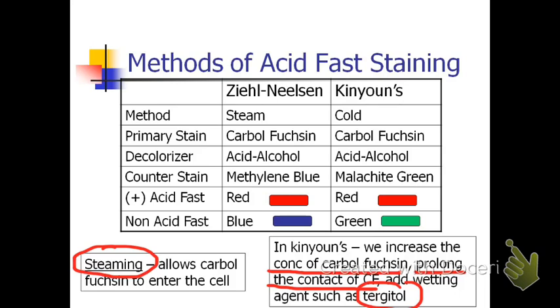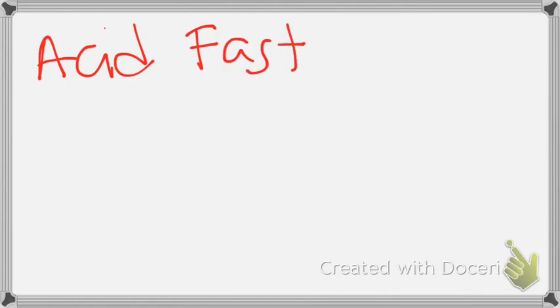Now, let's go back to the question. Why do we call it acid-fast? Acid-fast because they have the ability to resist decolorization by an acid alcohol. This is a unique characteristic as compared to other microorganisms.